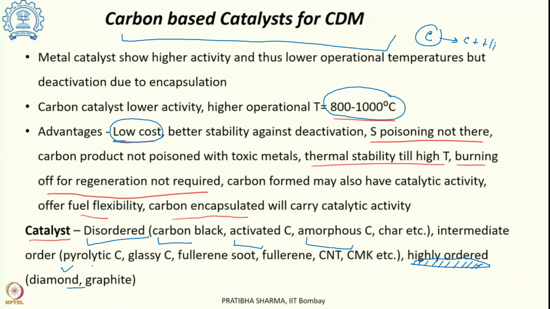Diamond. Diamond is a very highly ordered carbon. That's why reflection from the diamond or scattering of light, I mean splitting of light, will occur. The white light will split into 7 colors. This is the highly ordered carbon. Normally graphite is used for the pencil. This is also highly ordered carbon.